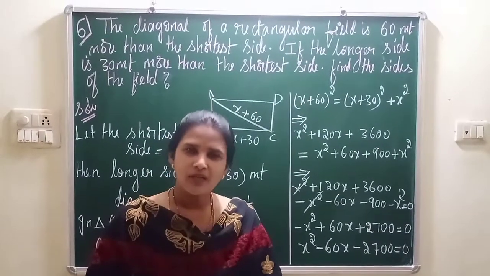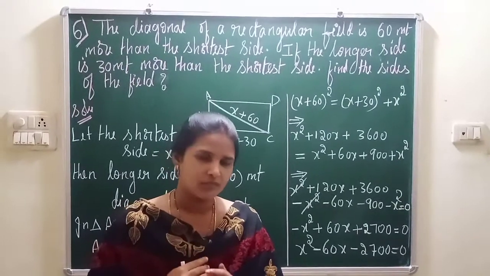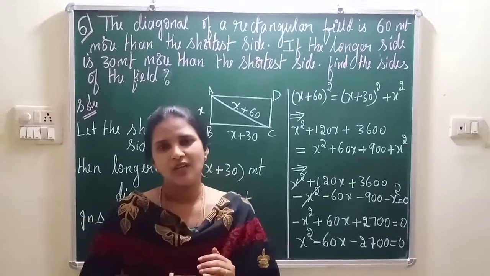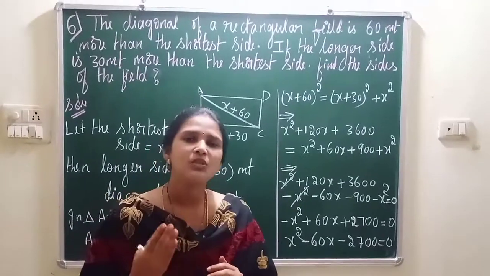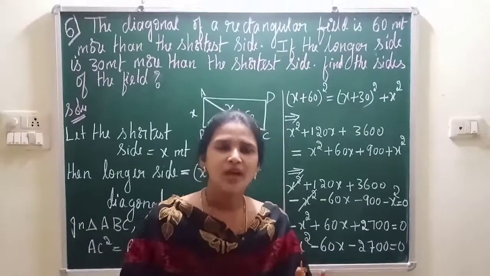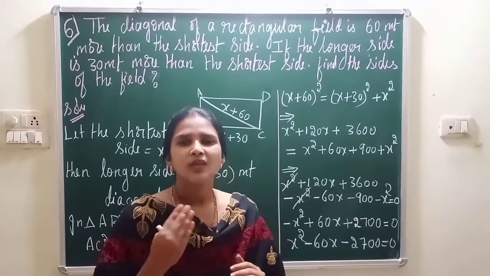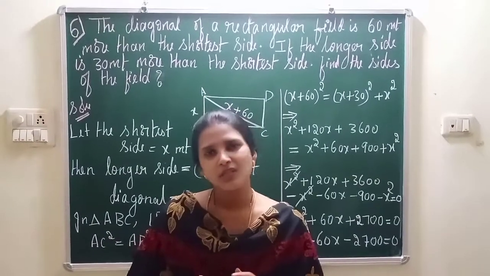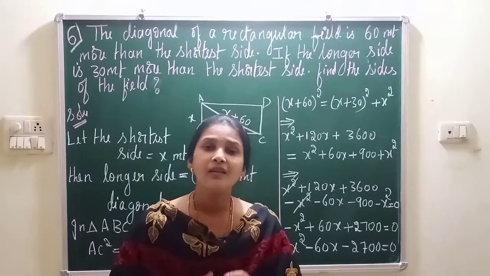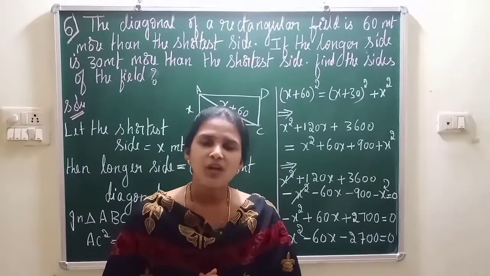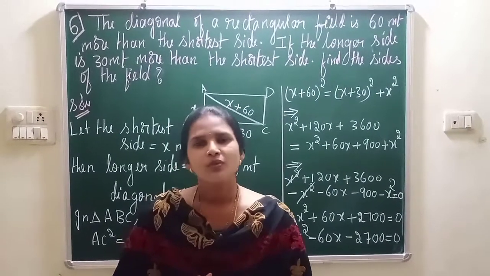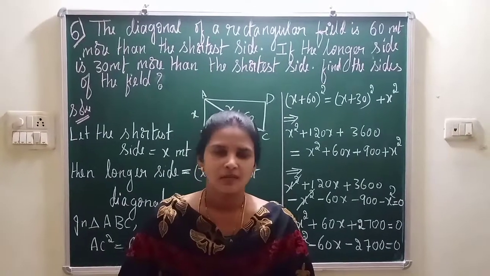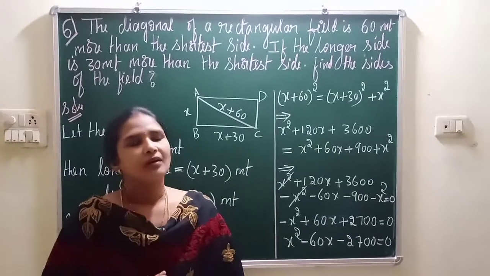And in the formula method, we also learned the nature of roots, depending upon the discriminant, b square minus 4ac. If b square minus 4ac is positive, we get real and distinct roots. If b square minus 4ac is equal to 0, we get real and equal roots. And if b square minus 4ac is less than 0, we get imaginary roots, meaning real roots will not exist.